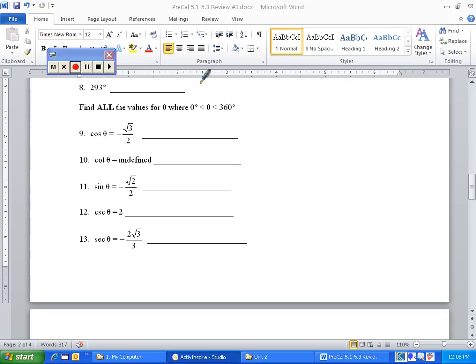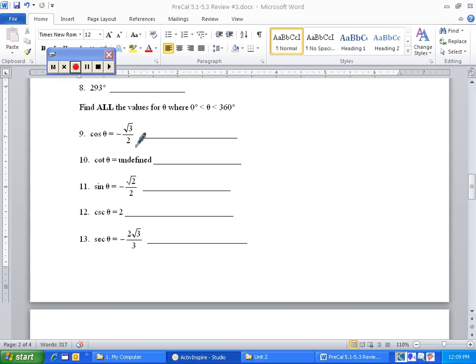Alright, the next section is all about the unit circle. It's knowing where in the unit circle you're going to see these numbers, and it's also knowing your chart. Okay, the first one says cosine of theta equals negative square root of 3 over 2. Well, knowing my unit circle like I do, I see that square root of 3 over 2 in 4 places. 30, 150, 210, and 330.